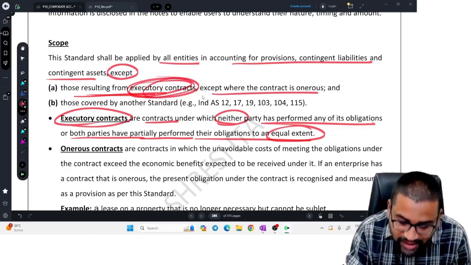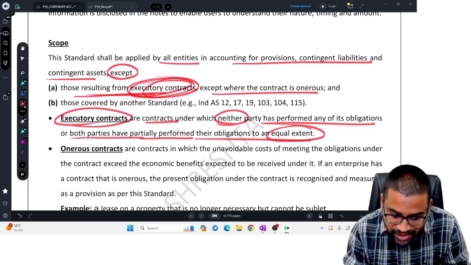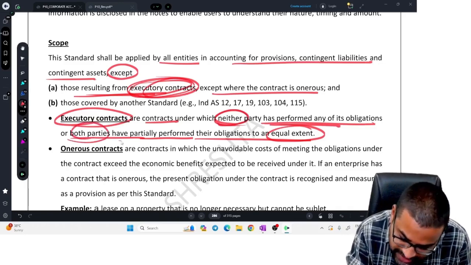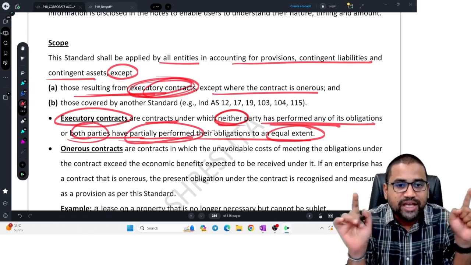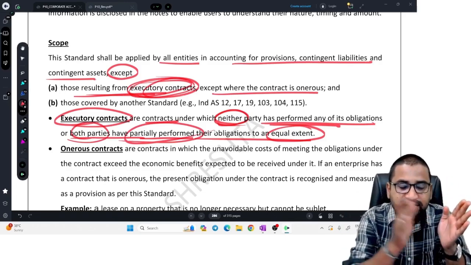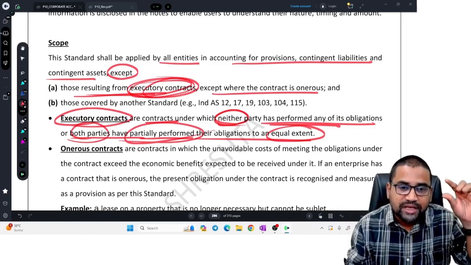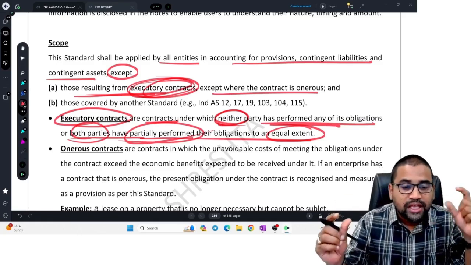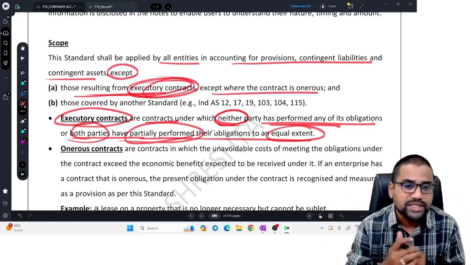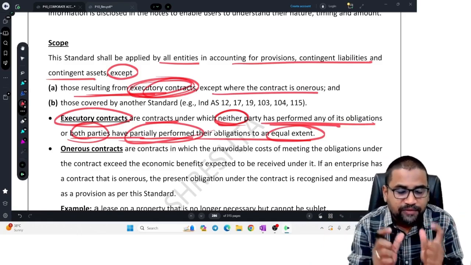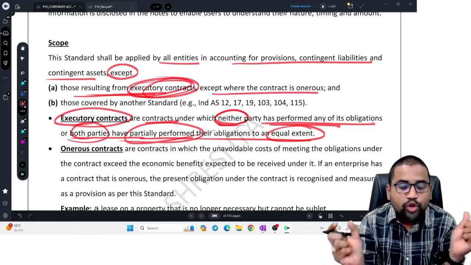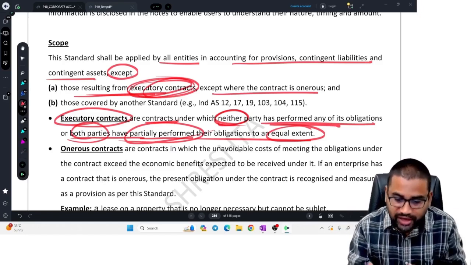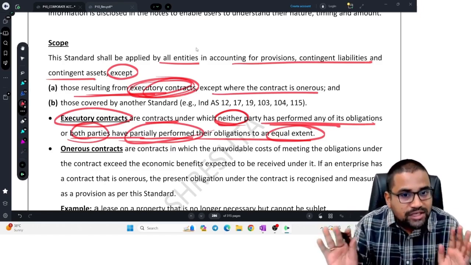But here, if the contract itself is executory in nature, that means a contract under which neither party has performed any of its obligations, or both parties have partially performed their obligations. For example, A and B entered a contract. A said he will sell the goods. B said he will purchase the goods. A is not sending the goods, or even though A is trying to send the goods, B is not purchasing the goods. Or A and B have performed their duties only to an equal extent. That means no party has the right to enforce the other party. That is called an executory contract. Because of this executory contract, what provisions, what assets, what liabilities arise? The standard is not applicable.